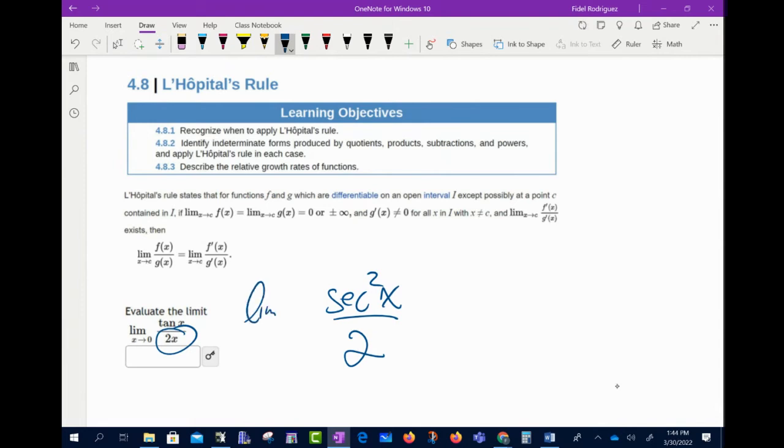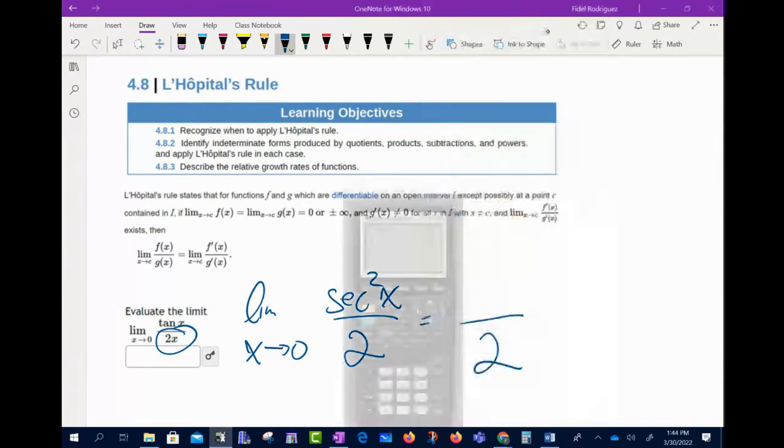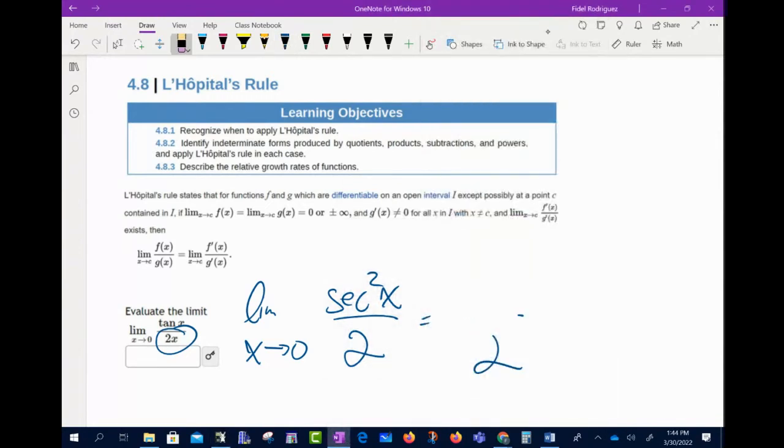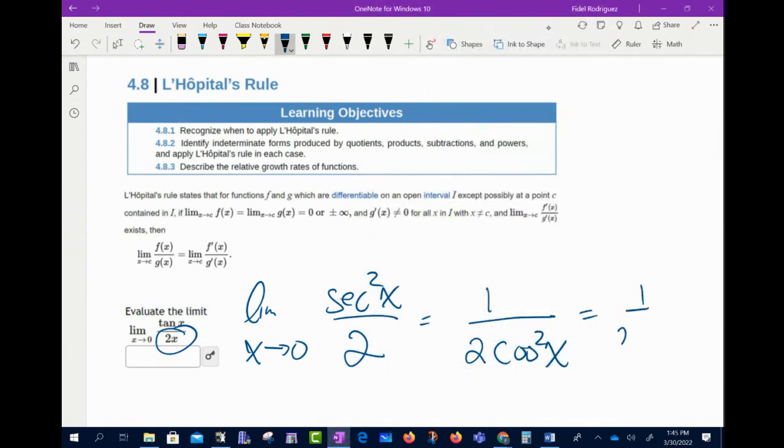So now we're going to take the limit as x approaches 0. On the bottom I still have 2. I want to find secant squared on my calculator. Y'all remember my calculator doesn't do this, right? I can think about this as 1 over 2 cosine squared x, because secant squared is the same thing as 1 over cosine squared x. So let's do this. The cosine of 0 is 1, okay? So if cosine of 0 is 1, this is going to become 1 over 2 times 1 squared, which is 1/2. And there's my limit.